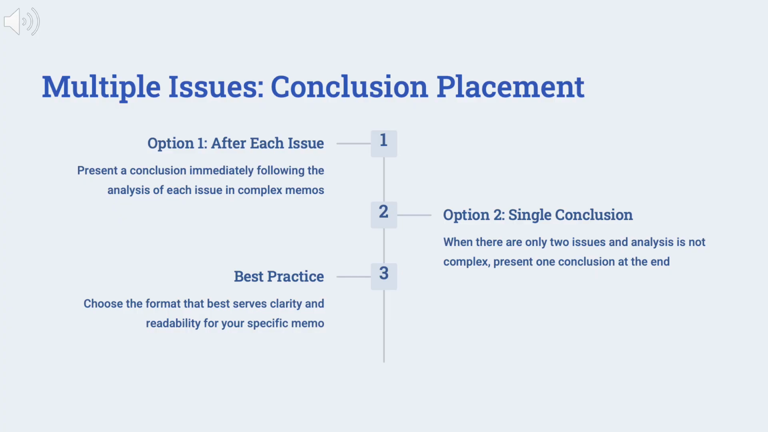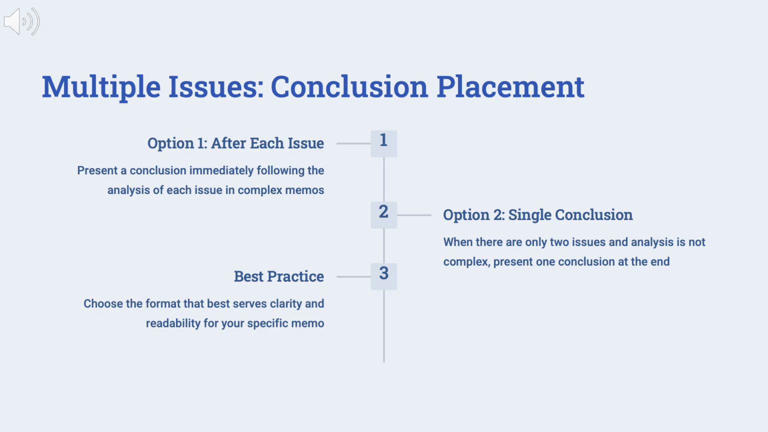The second approach is to present a single consolidated conclusion at the end of the memo, after all issues have been analyzed. This structure works well when the memo addresses only two issues, and the analysis of each is not overly complex. When the reader can reasonably be expected to retain the analytical threads from both issues long enough to benefit from a unified conclusion.